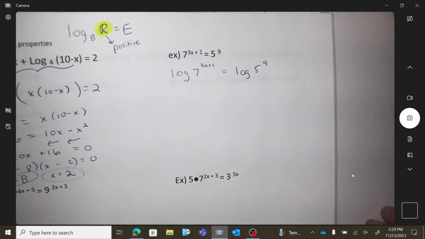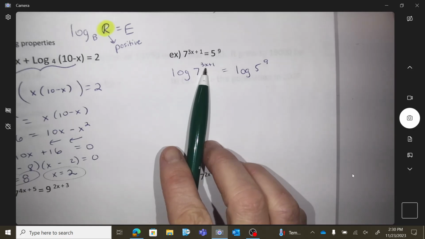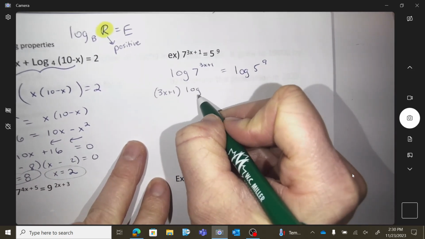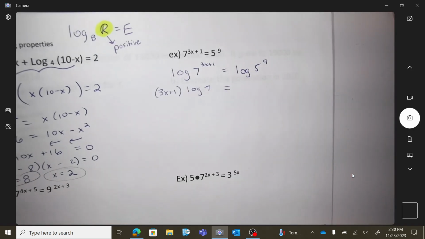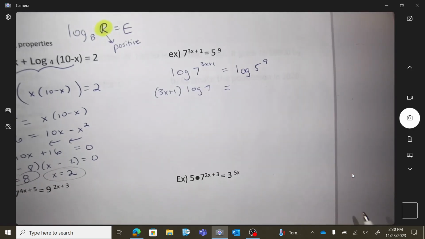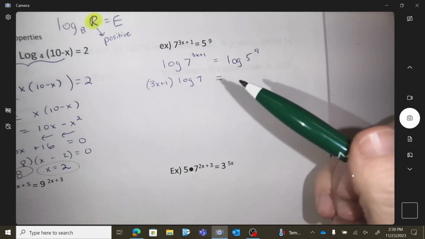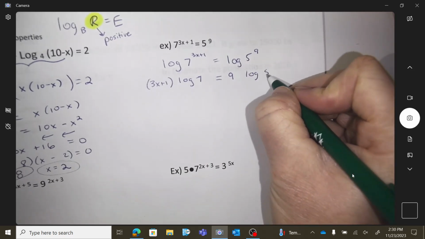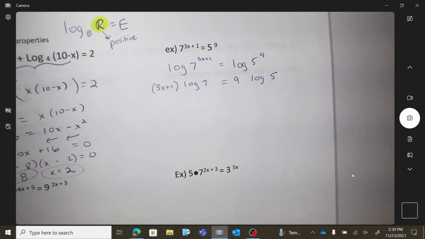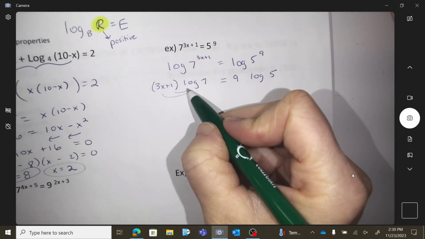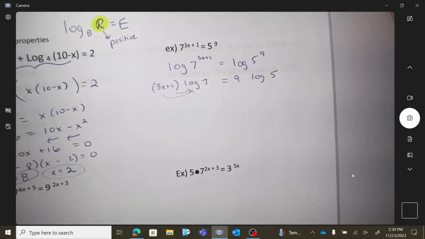Okay, now the rules. You ready for the rules? This is an exponent of a log, so what could I do with it? I could change it to a multiplier. This is an exponent, so what can I do with it? Again, change it to a multiplier. Okay, on this side, you're going to have to distribute that multiplication.